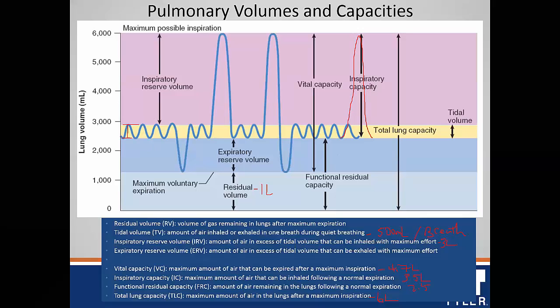And since a lot of this is unfamiliar, as a student, you just kind of have to memorize some of these. But you should definitely know each of these definitions and where they can be found on this curve and what they measure.